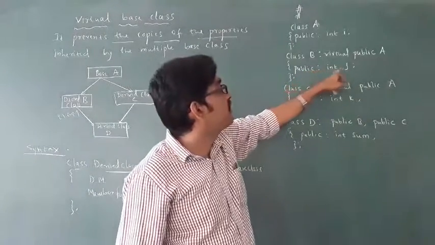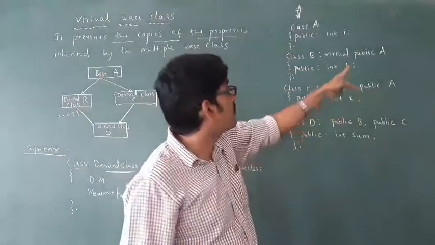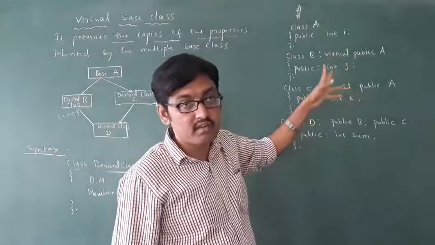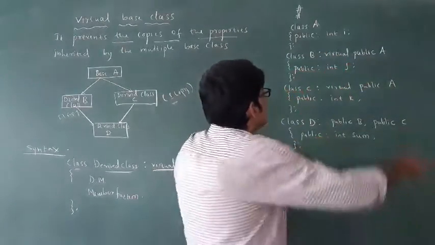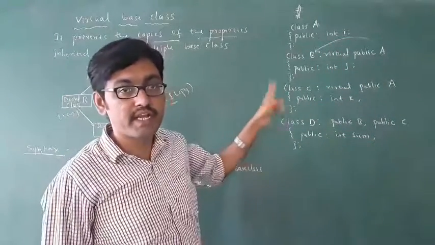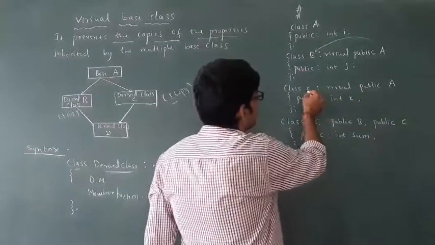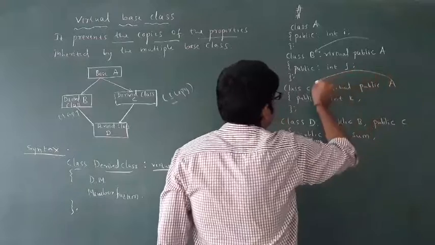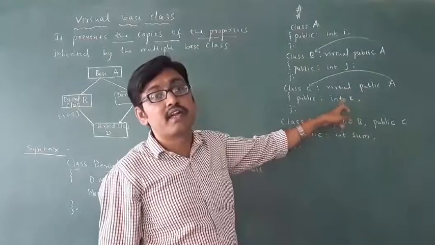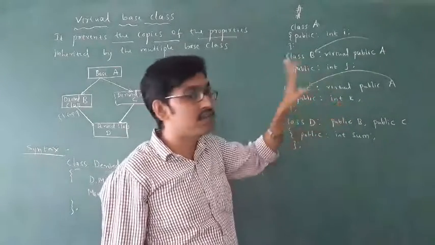In B you have int j. Now it contains two data members: indirectly it contains int j and int i, because all of A's properties come to B. If you write like this, all A properties come to B. Same like that, all A properties come to C. Now class C contains int i and int k, two properties.